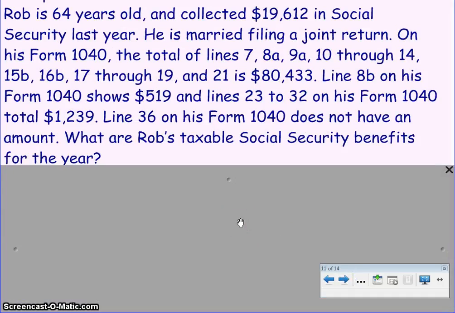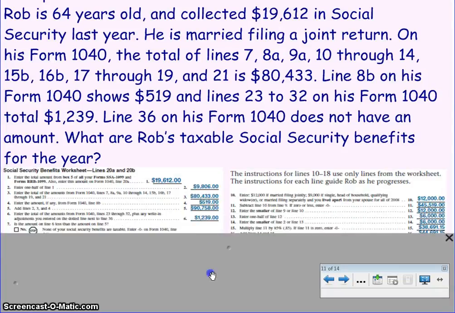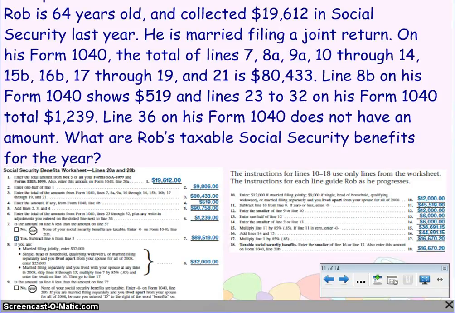All right, Rob is 64 years old. He collected $19,612 in Social Security last year. He's married, filing a joint return. On his form, the total of lines 7, 8, 9, 10 through 14, 15B, 16B, 17 through 19, and 21 is $80,433. And I know that it's really hard to read, but it's all right here.